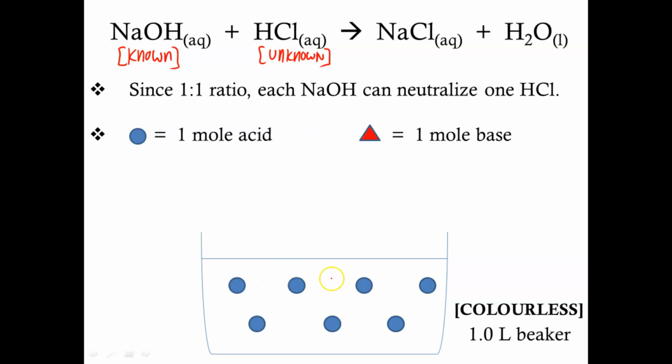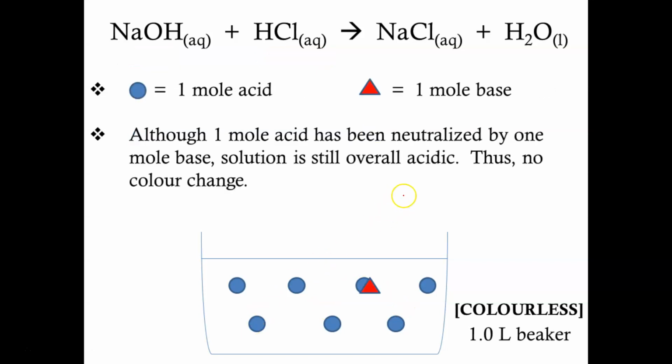Right now the indicator, phenolphthalein was the example we used, is colorless because there's a lot of H+ ions floating around the solution. If I add sodium hydroxide to it, it neutralizes 1 of the HCl's, but you still have a lot of HCl floating around, you still have a lot of H+ ions floating around, and so the indicator still shows that it's colorless because the solution is overall still acidic.